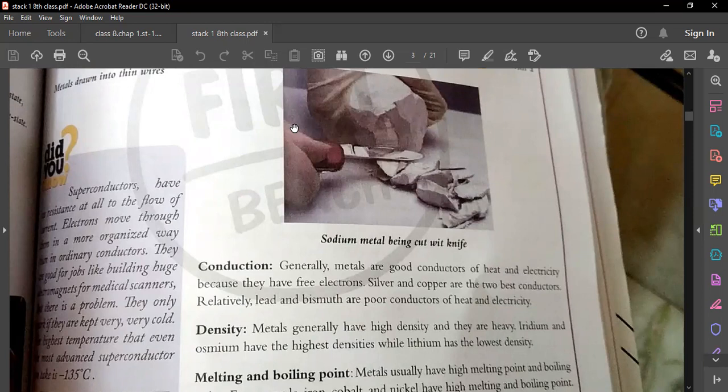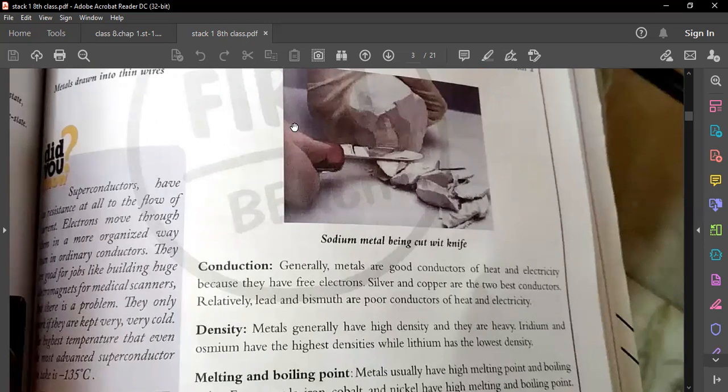To conduct electricity in any substance, it compulsorily should have either free electrons or free ions. What is the second one? Free ions. So generally acids will conduct electricity because they have free ions. But metals conduct electricity due to the presence of free electrons. Again, in the case of metals, which one is a good conductor of electricity? Copper and silver.